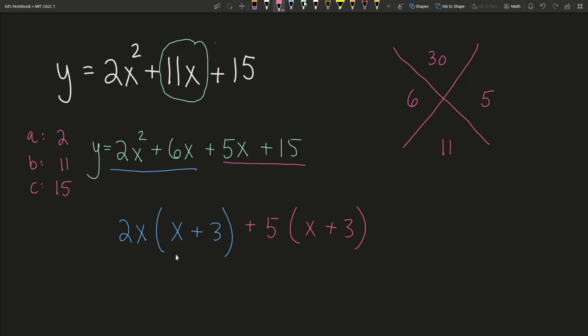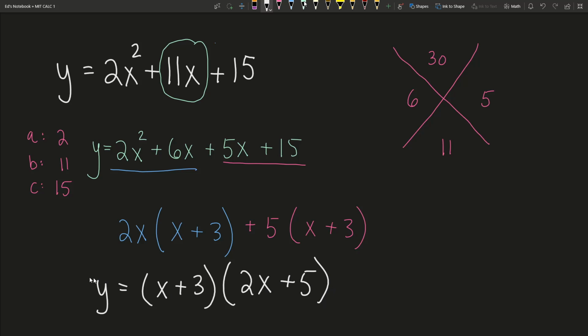I always want to make sure that this binomial factor in parentheses, and what I mean is it's going to be two terms in parentheses, is the same thing so that I can factor it out. And then my final answer factored is going to be y is equal to x plus 3. I've factored that out, so I'd be left with 2x from the first part and 5 from the second. And this is my answer.